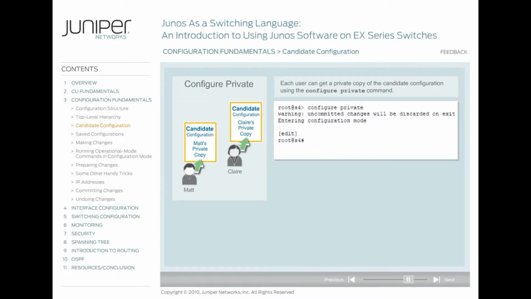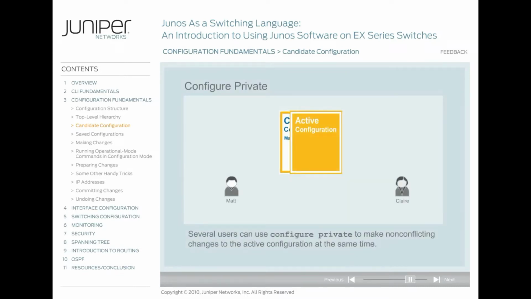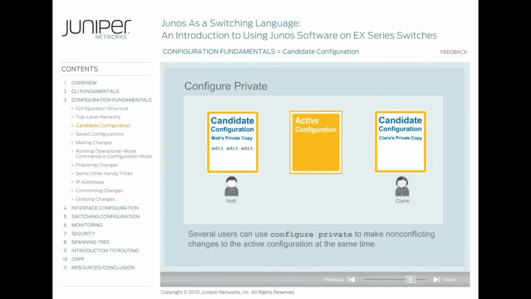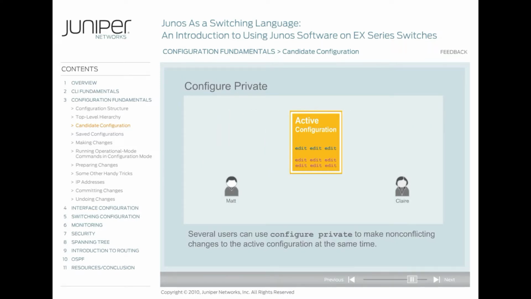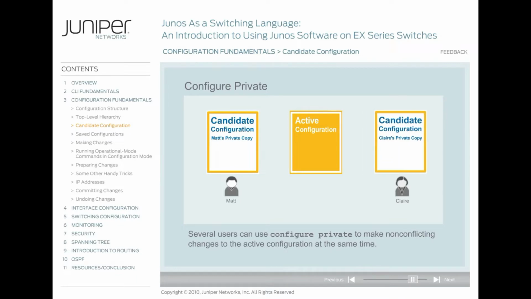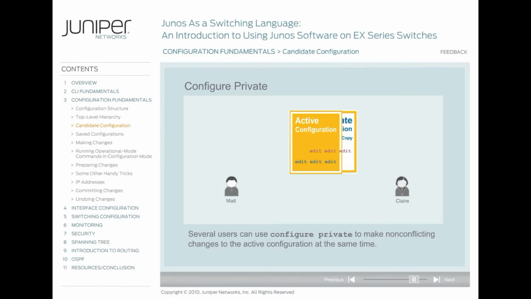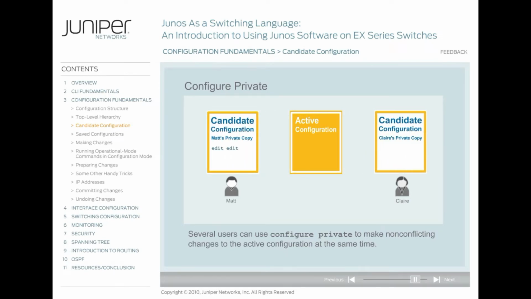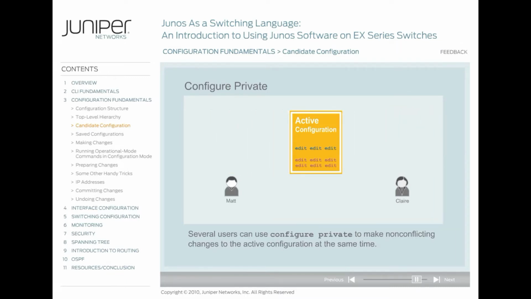If several users want the ability to make simultaneous changes to the configuration without sharing a candidate configuration, each user can get a private copy of the candidate configuration using the configure private command. When you commit changes in a private copy of the configuration, only the changes you made are integrated into the active configuration. Any elements of the private configuration that you have not modified will not be written to the active configuration.